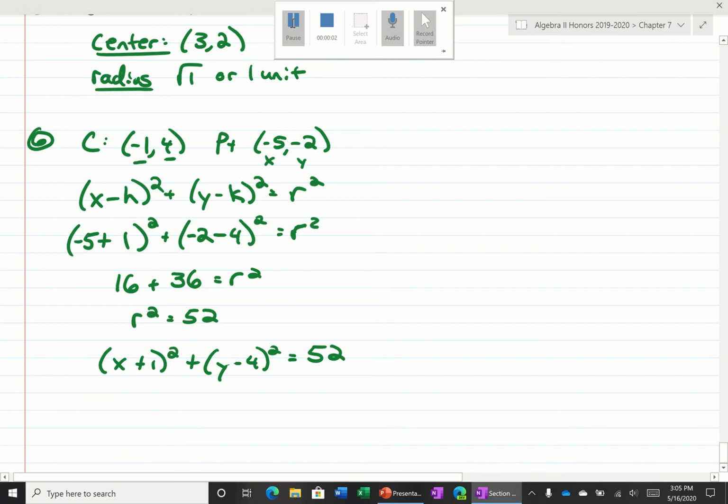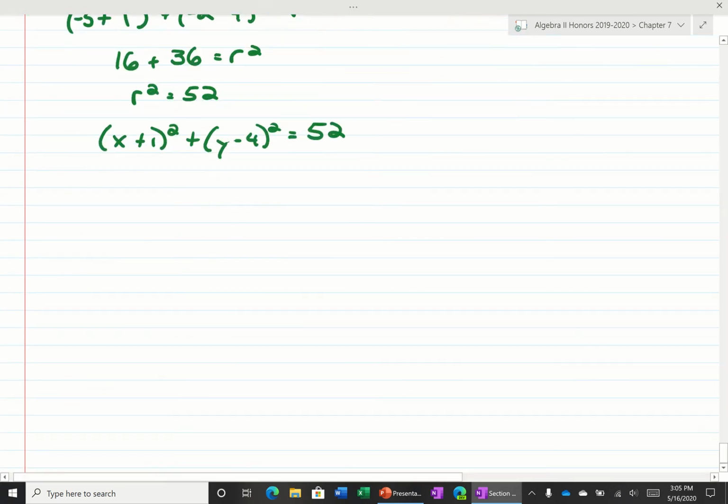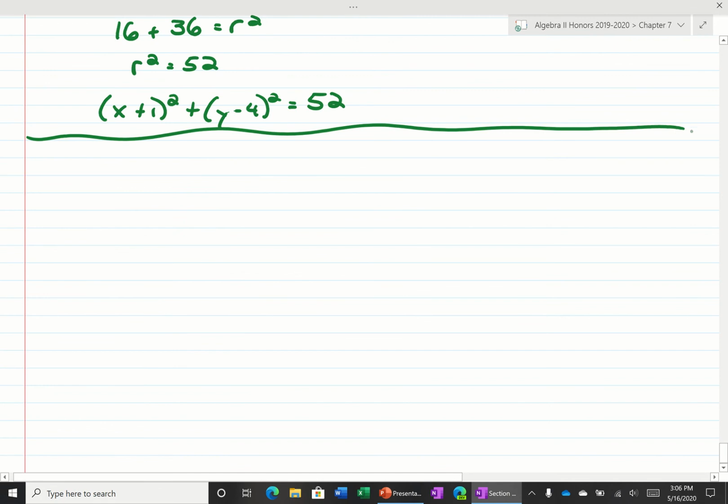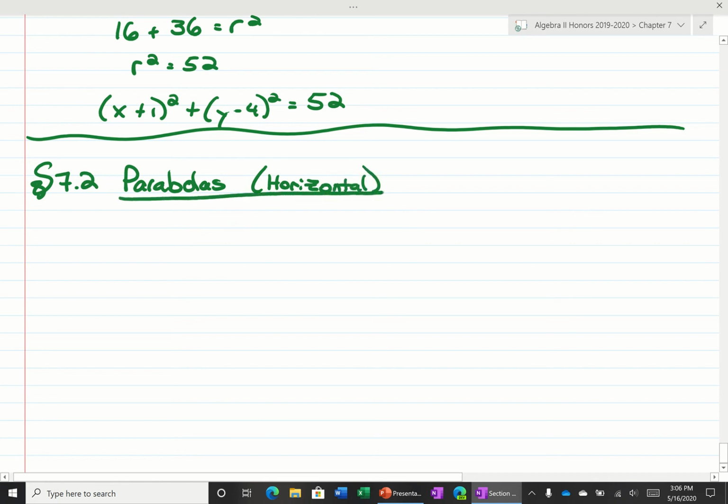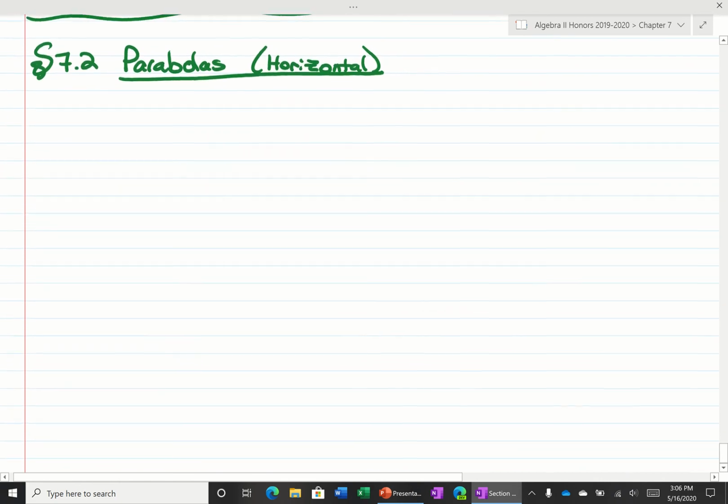Today we're going to look at sideways parabolas. So this is section 7.2, and we'll title it Parabolas. Today we'll be talking about horizontal parabolas, and we'll compare it with vertical.